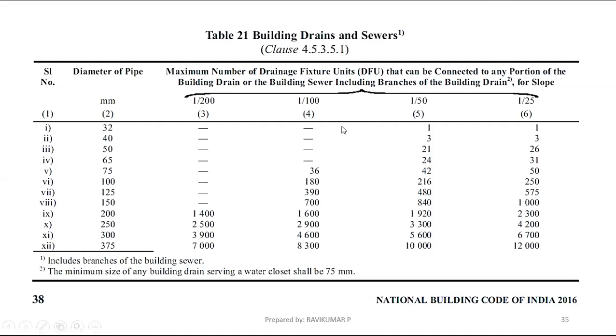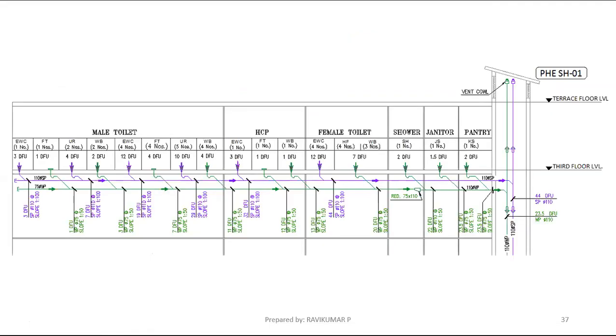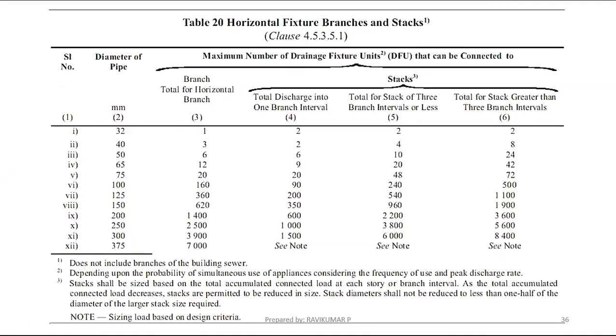If you want to design for a high rise building, we have to take the next calculation. The horizontal fixture branches and stacks table for this one is Table 20. Only this table will be taken for the high rise building.